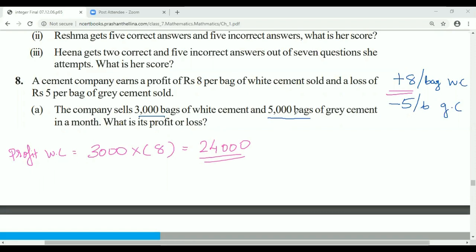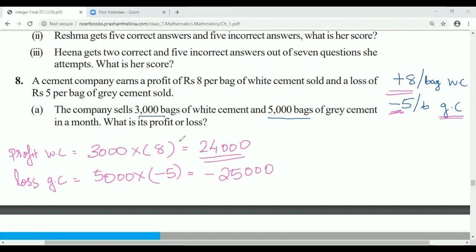So from grey cement the company is getting a loss. The loss was 5 rupees per bag. The company is getting a loss of 5 rupees per bag for grey cement. So the total loss from grey cement is 5,000 into negative 5, because it is a loss, we can represent it as negative 5. So that is negative 25,000.